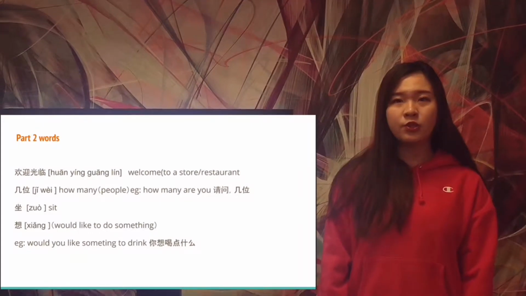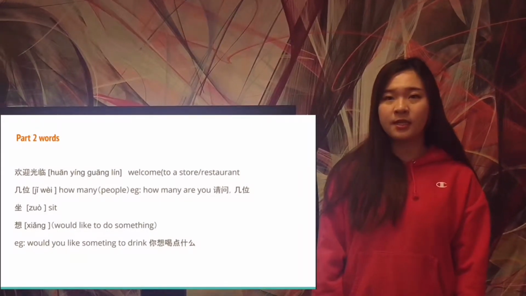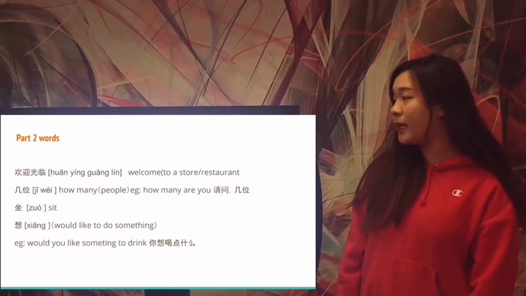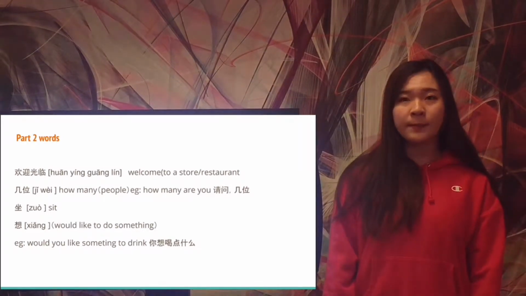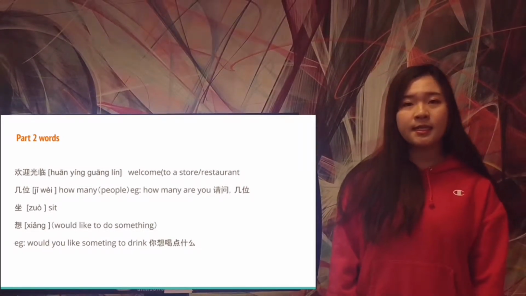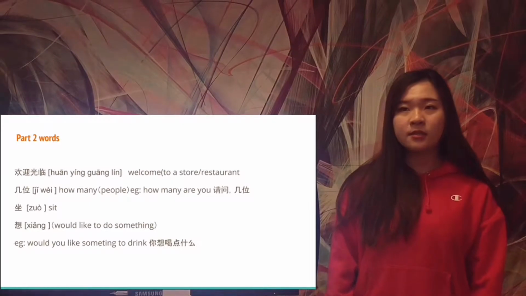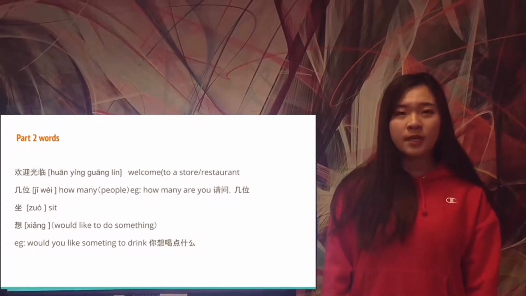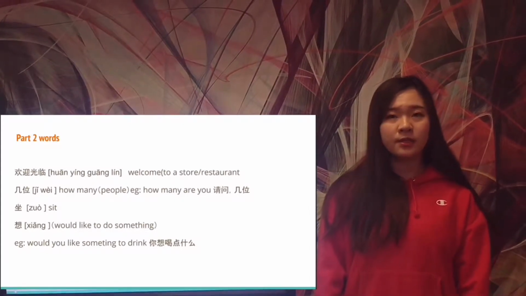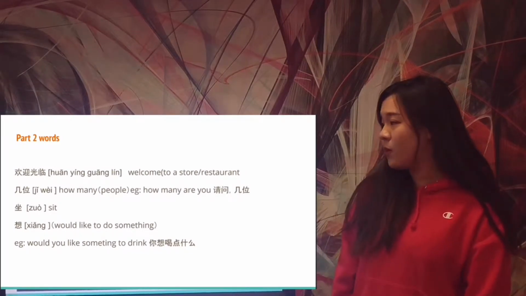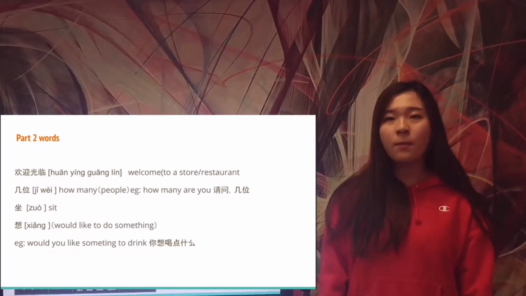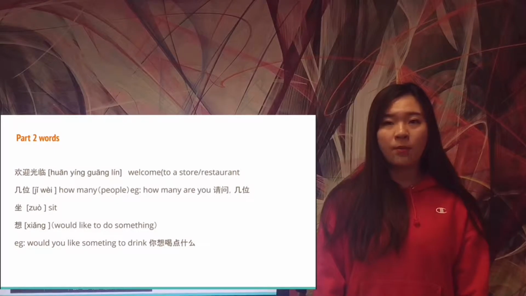Firstly, I will teach you some vocabulary and phrases. The first phrase is 欢迎光临. 欢迎光临 means welcome. This is the basic phrase that the waiter or waitress says to you when you enter the restaurant. The second one is 几位. 几位 means how many.